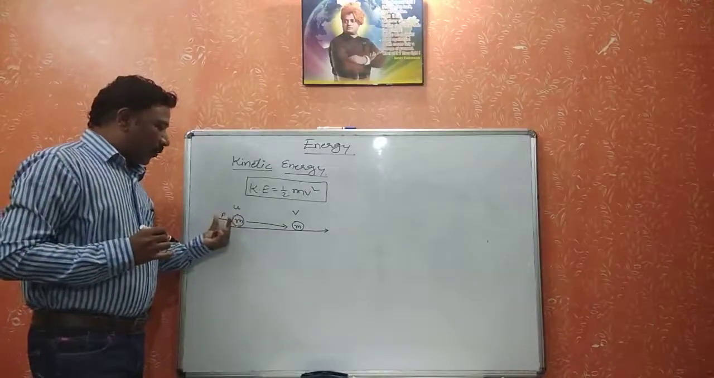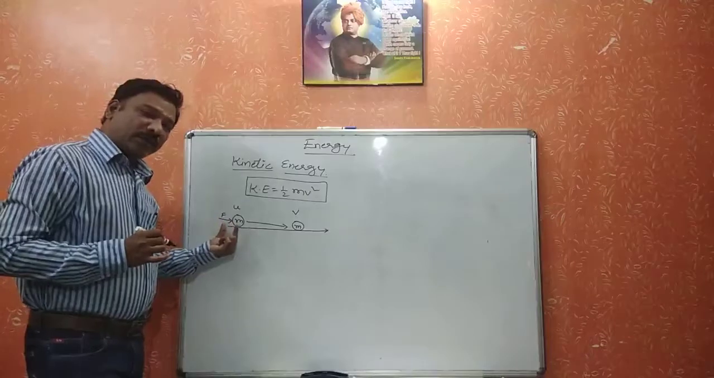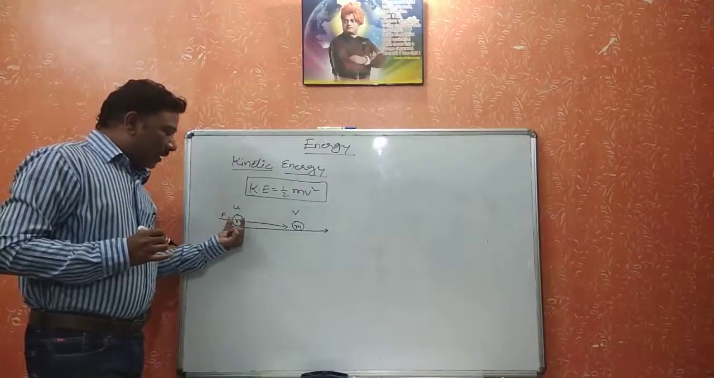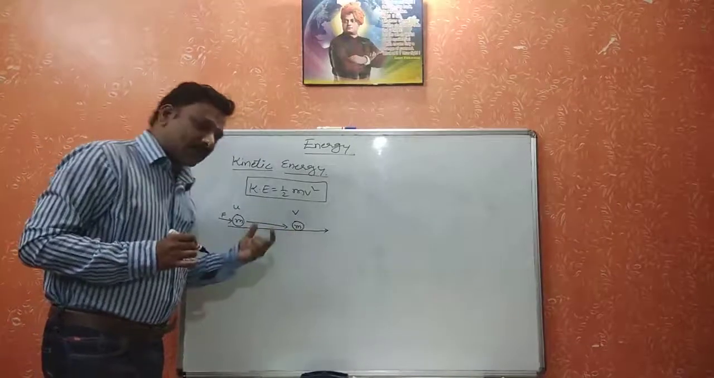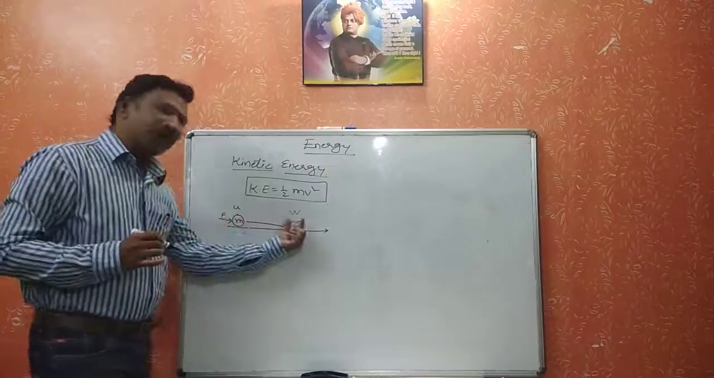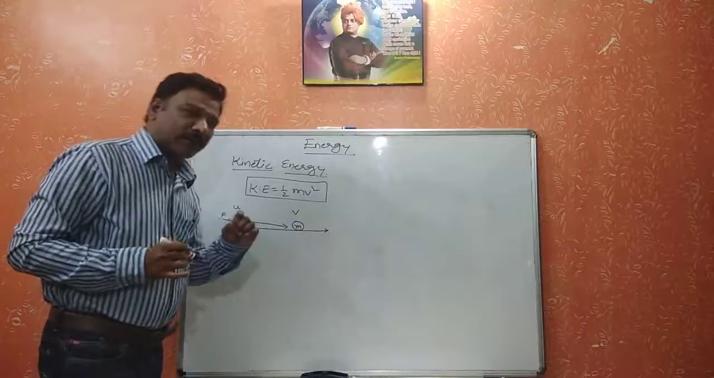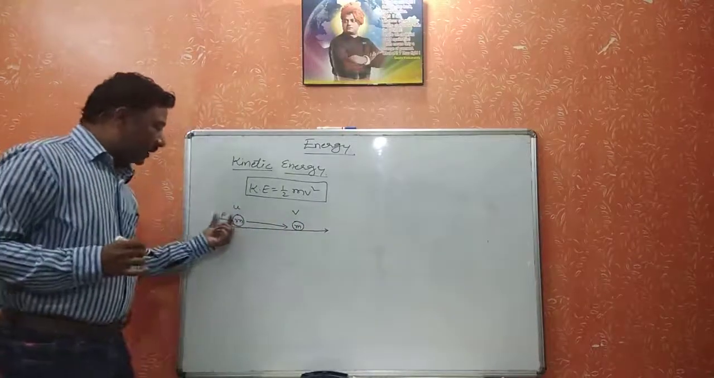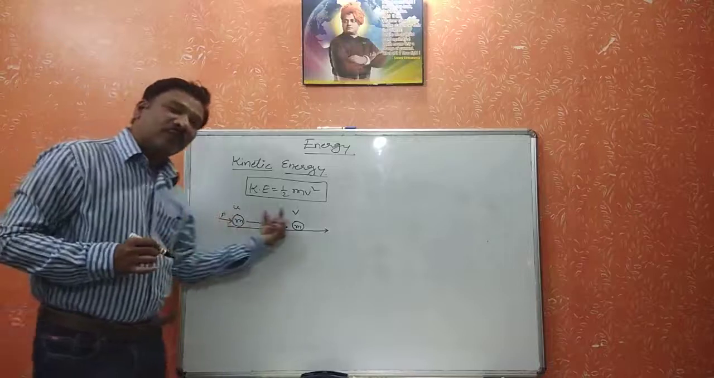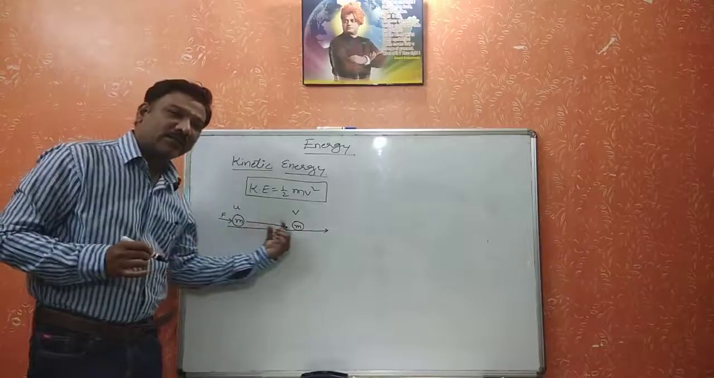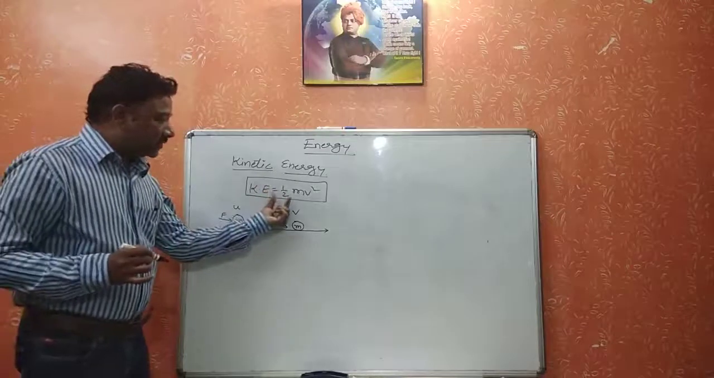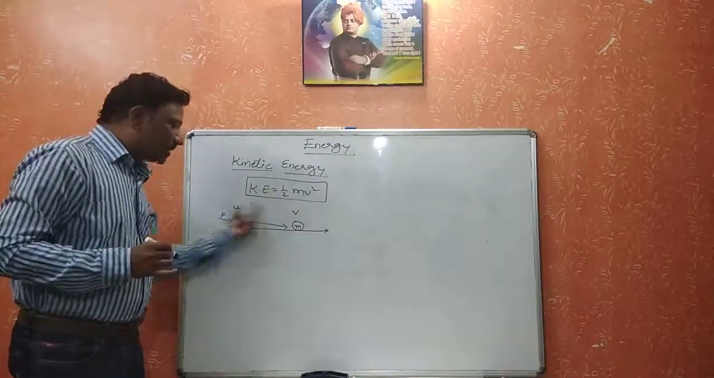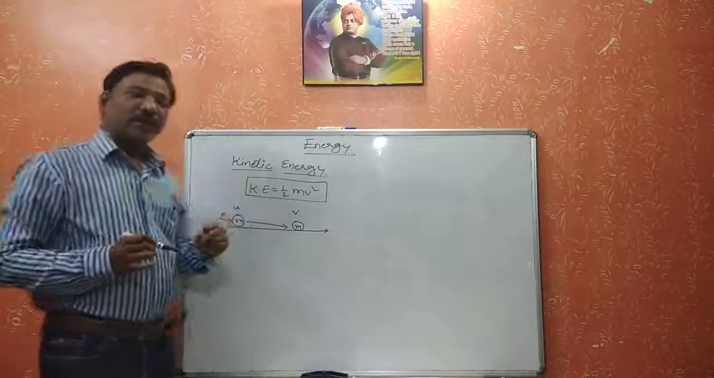Now come to the point. When we apply the force on the object and that object is moving from one place to another place, that means force is there, and displacement of the object is also there. That means what? Here we have done some work. So now let us try to derive the equation from this situation.